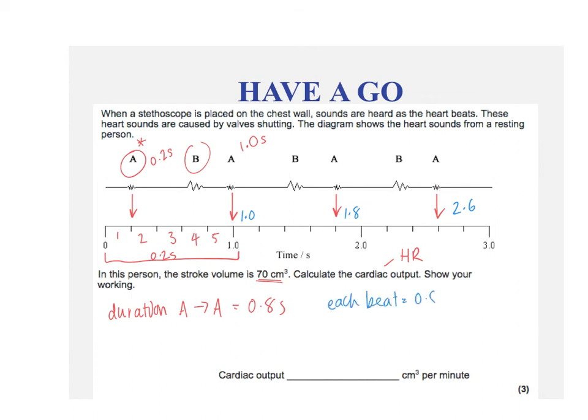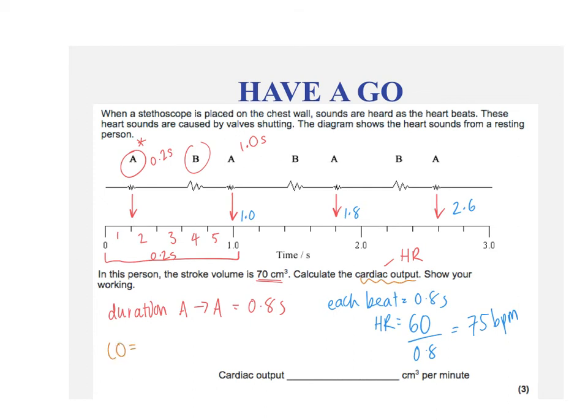Okay, so if each of my beats is 0.8 seconds, we do exactly the same as the previous question. So the heart rate is 60 divided by 0.8, which gives us a heart rate of 75 beats per minute. Okay, now that's not the entire answer. Remember, we've got to figure out the cardiac output.